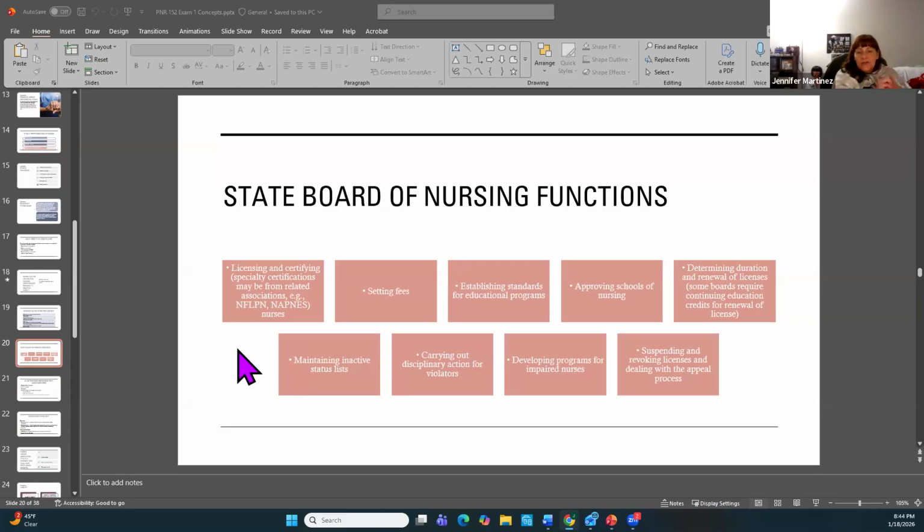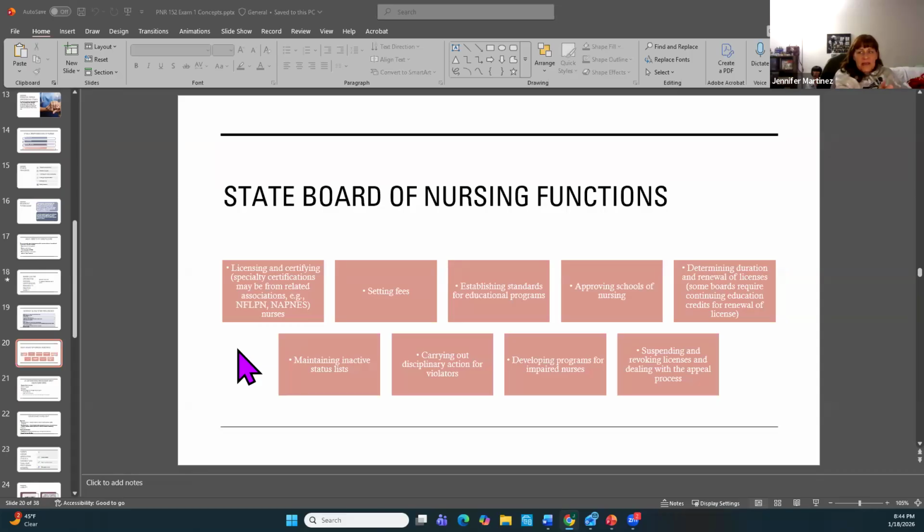So every 1 year, every 2 years. I don't know if anybody is every 3 years, but how often you have to renew your license. And some boards require continuing education credits for renewal of license. So it's super important that you look at your board of nursing and determine how many hours of continuing education you need per year prior to renewing your nursing license.